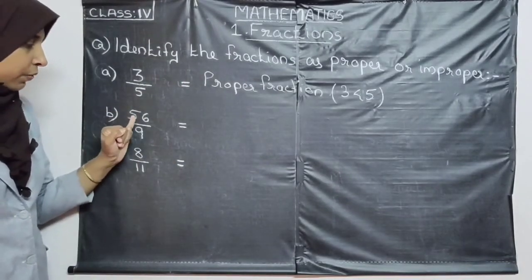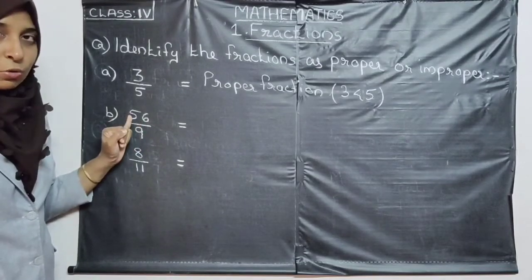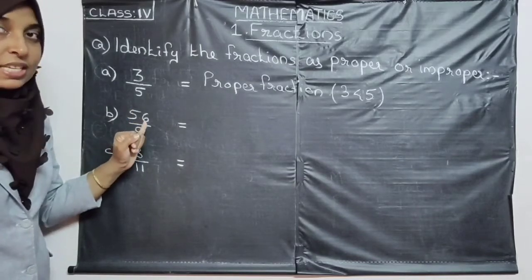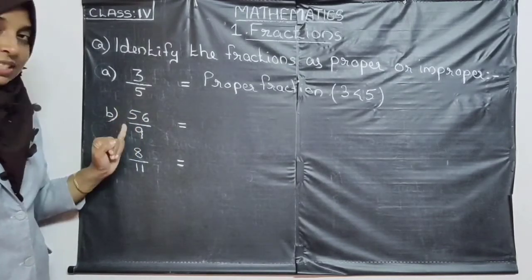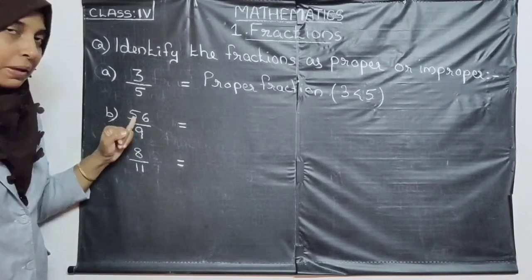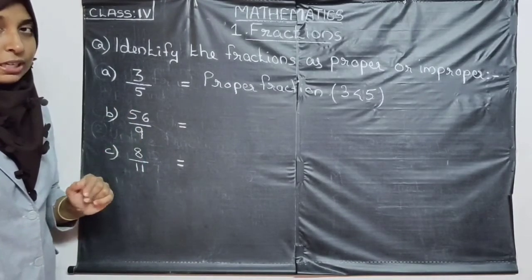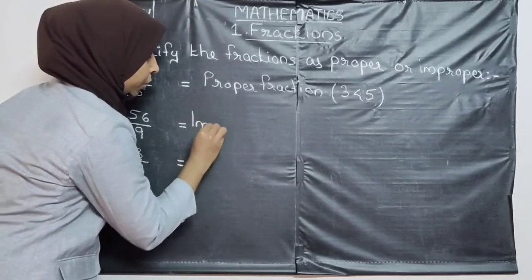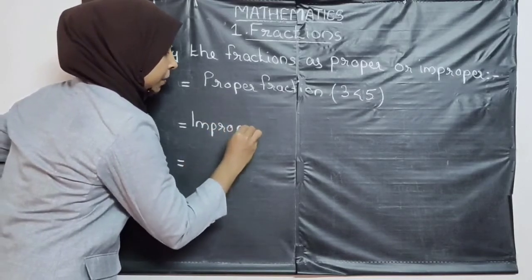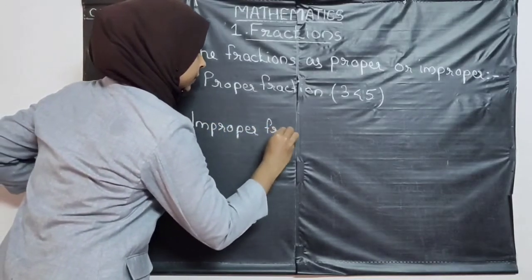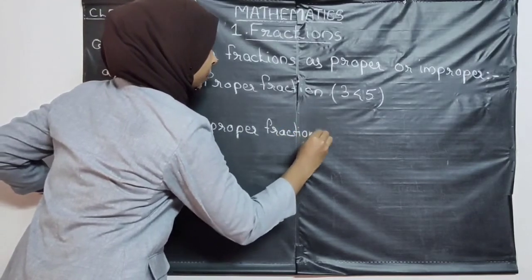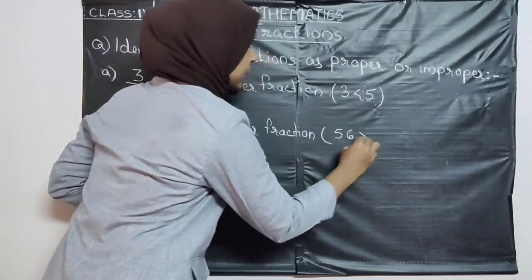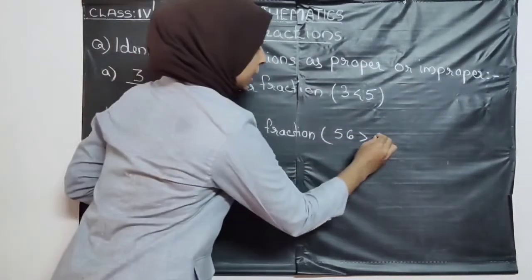Okay. Next one, 56 by 9. Which is the numerator? Here 56 is the numerator and 9 is the denominator. 56 is greater than 9. That is, the numerator is greater than the denominator. So it is an improper fraction, because here the numerator is 56, and 56 is greater than the denominator 9.